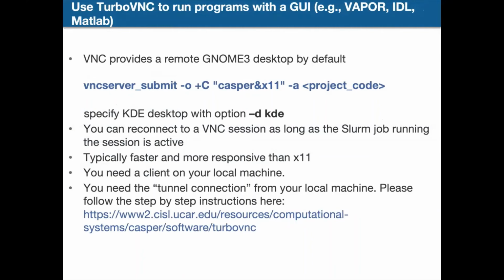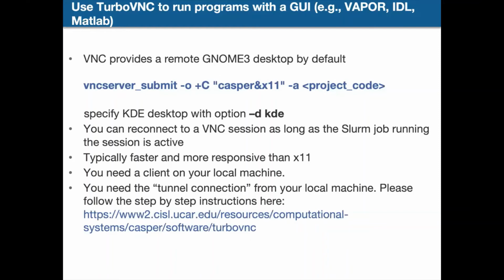Next, we talk about using TurboVNC to run a program with a GUI. On Casper, a lot of the time you need to run a program with a GUI. VNC provides a remote GNOME 3 desktop by default. And we have a script command to wrap all these steps up in a single command. It's vncserver_submit. Usually you give the constraint and your project code. You can also specify another type of desktop, KDE, with -D KDE.